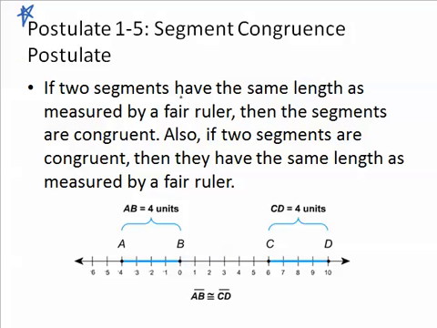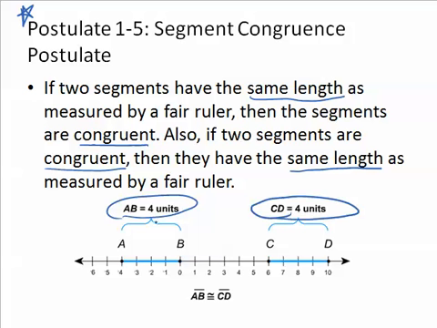It says if two segments have the same length as measured by a fair ruler, then the segments are congruent. Same length, congruent. Also, if two segments are congruent, then they have the same length. So right here we have that AB is 4 units. We have that CD is 4 units. Since they both are 4 units, we can write the statement AB is congruent to CD.